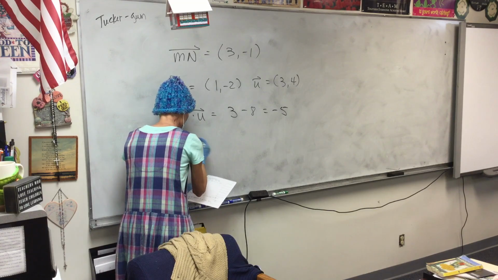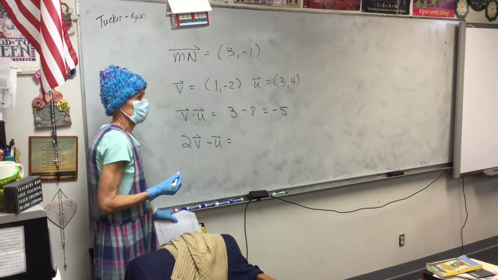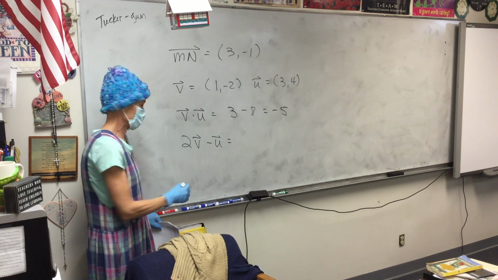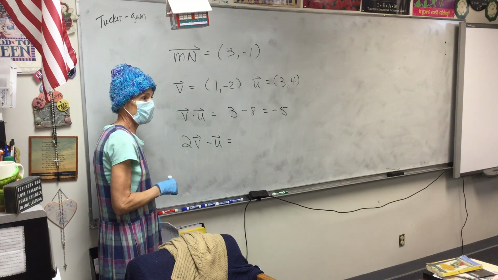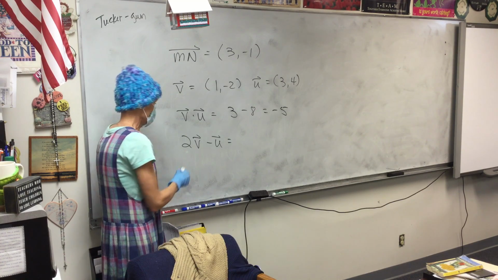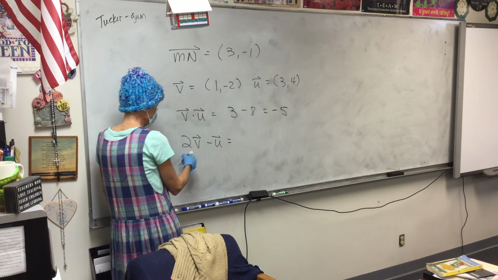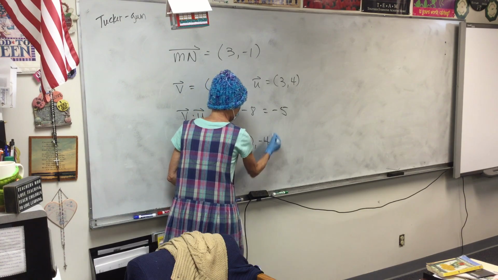All right, now we're doing this one. All right, how do we start? There's something we probably need to do first. What do we need to do first? Multiply V by 2. What do we call the 2, by the way? A scalar. We're going to multiply the V by 2, so that would give me 2, -4.